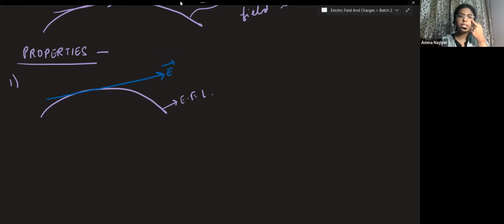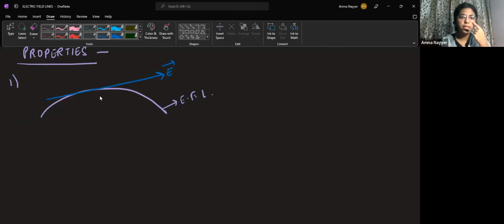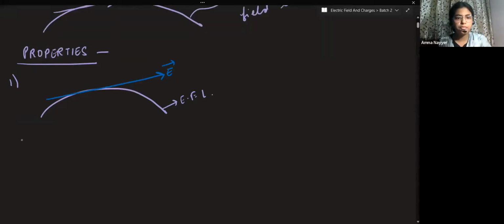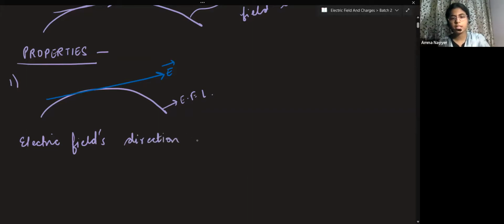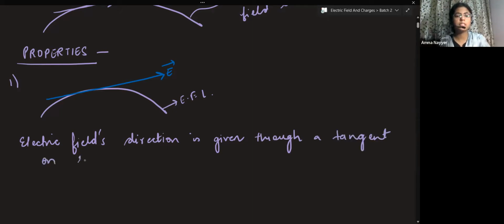So let me write it as well. Electric field's direction is given through a tangent on the electric field line.